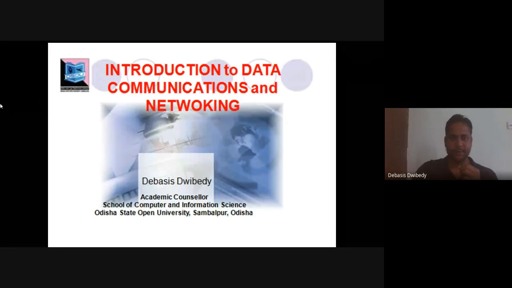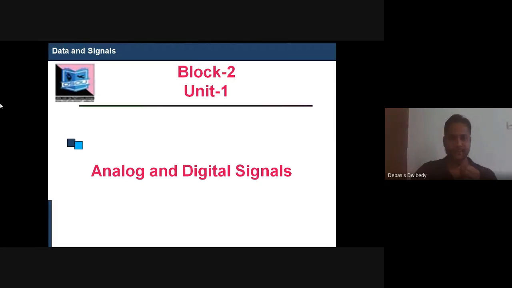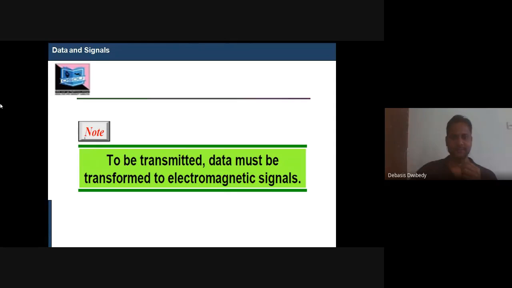So we are discussing the introduction to data communication and networking. Today we'll discuss block 2, unit 1, that is analog and digital signals. As we discussed in the last session about the OSI reference model, we covered the characteristics and functionality of the physical layer. The basic functionality is the transmission of data and data representation. That is, when we construct a message, it eventually converts to bit form, and the bit is converted to signal form so that the signal can be transmitted across the medium. So to be transmitted, data must be transformed to electromagnetic signals.